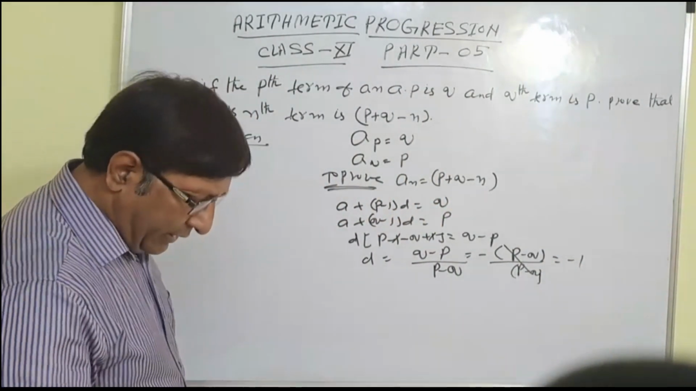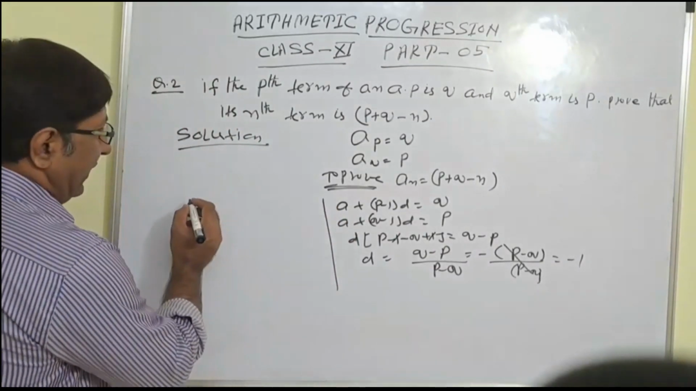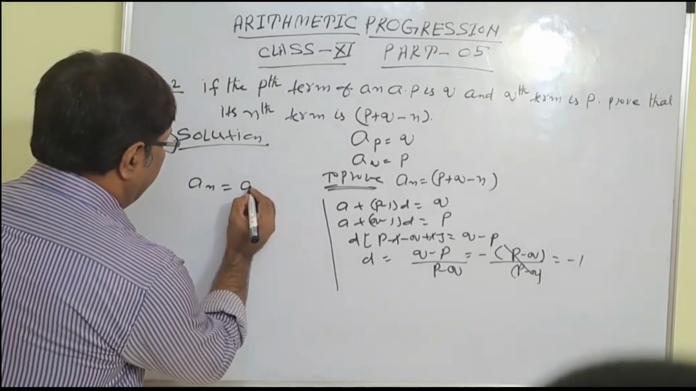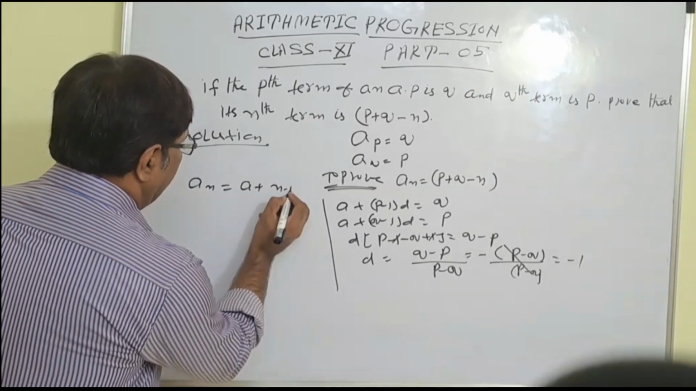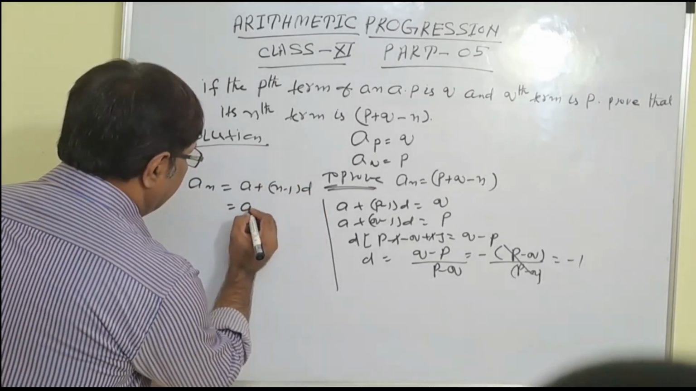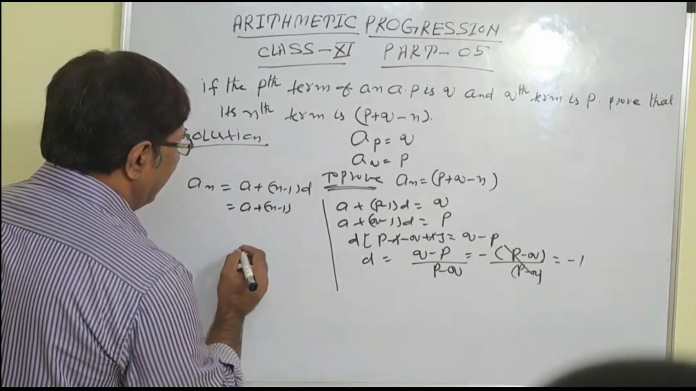Now we are finding the nth term, an. So an is equal to a plus n minus 1 into d. So a is a, and n minus 1, and d is minus 1.